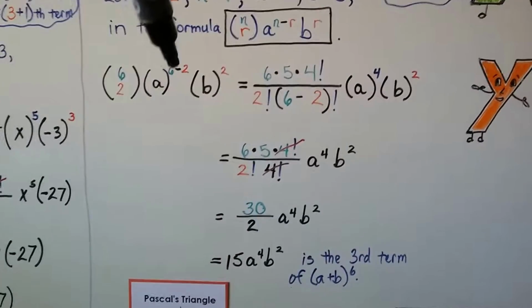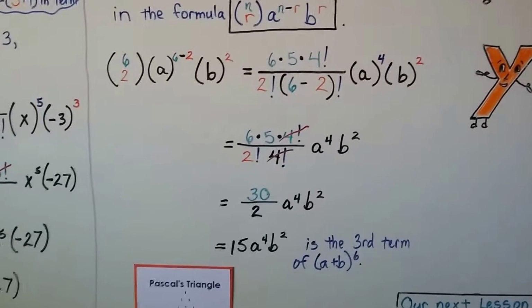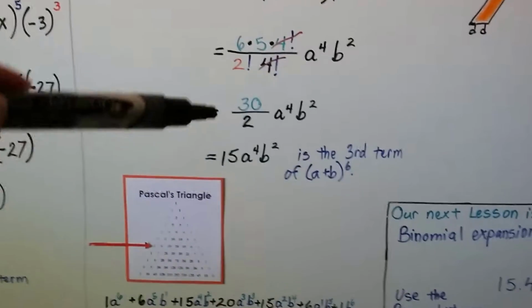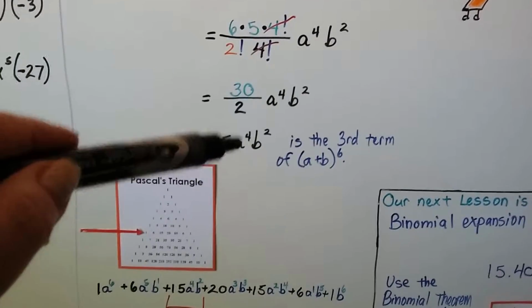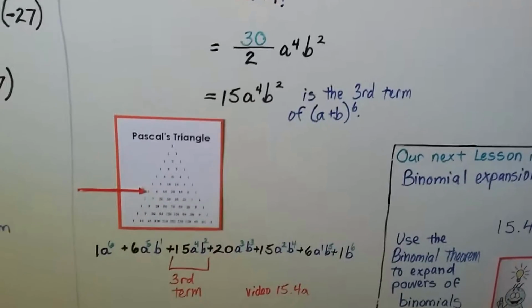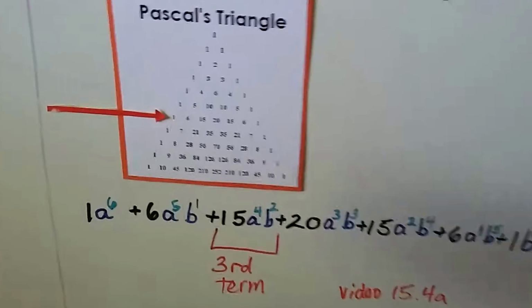Over here, we've got a 4 for our exponent, 6 minus 2. We've got a 2 here. So that means we have a to the 4th b squared. All we have to do is divide this, and we get 15 a to the 4th b squared as the 3rd term of (a + b) to the 6th power. And we did this in the previous video with Pascal's triangle.